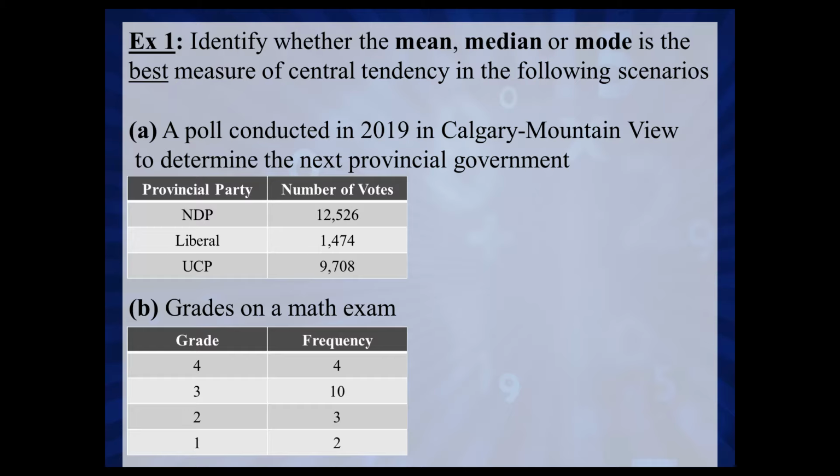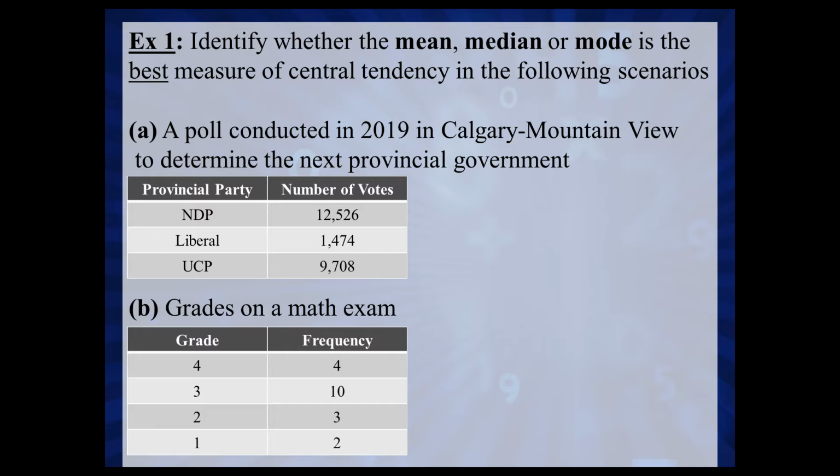So I have the NDP with 12,526 votes. I have the Liberal Party with 1,474 votes. And I have the United Conservative Party with 9,708 votes. I guess just a fun fact, the Alberta Party actually had more votes than the Liberal Party in this riding, although I chose to not include them on this table just because I feel as though people are more familiar with the NDP, Liberal, and the UCP, and I just wanted to simplify the results of the election.